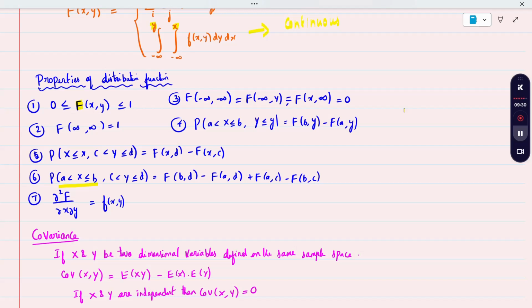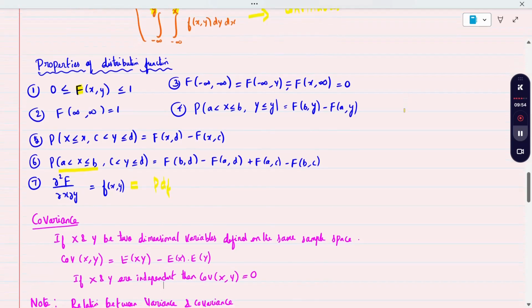The last formula is when I differentiate the capital distribution function with respect to x and y. When I differentiate with respect to x and y, I will get my small f of x. Small f of x is nothing but the probability density function. This is nothing but the PDF of a continuous function.